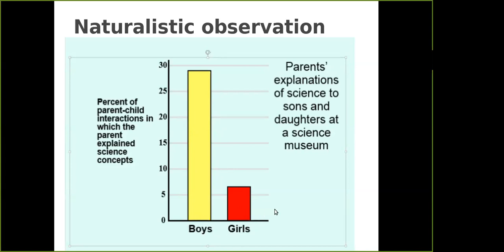Now imagine if those researchers had instead conducted a laboratory observation. They would have had more control over the situation, but the parents would have realized they were being observed, and so they might have changed. Imagine if they brought them in the lab and said, here's some models of dinosaurs. We just want to see how parents and kids talk about these dinosaurs. Well, if they were on notice that they were being observed, their behavior might look very different.